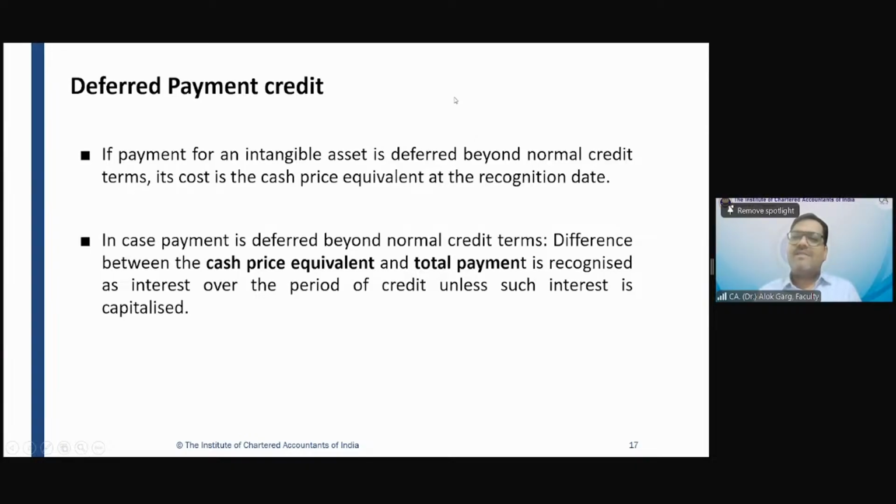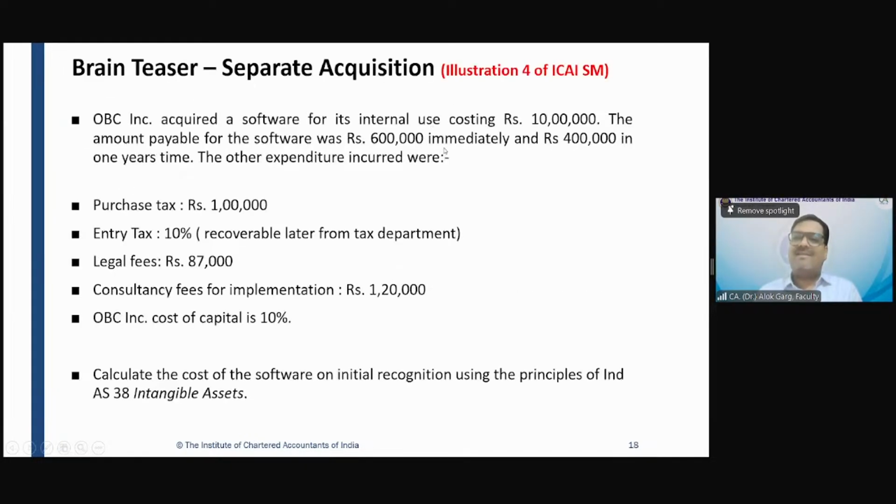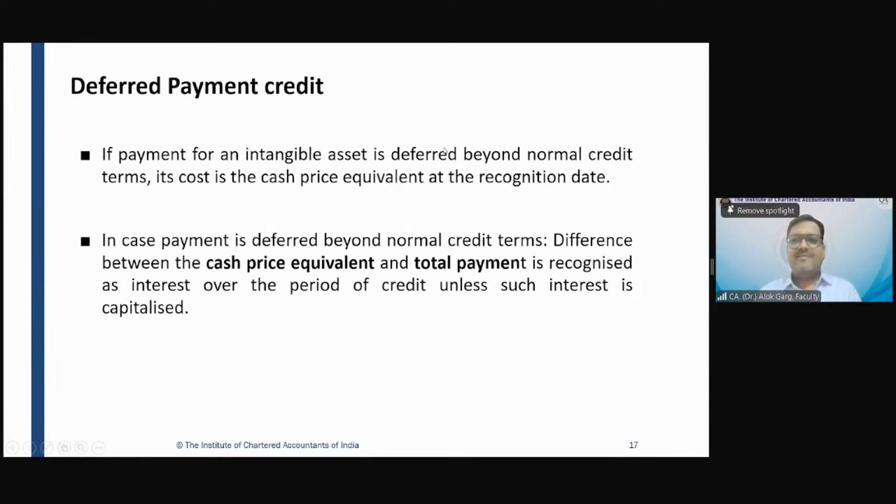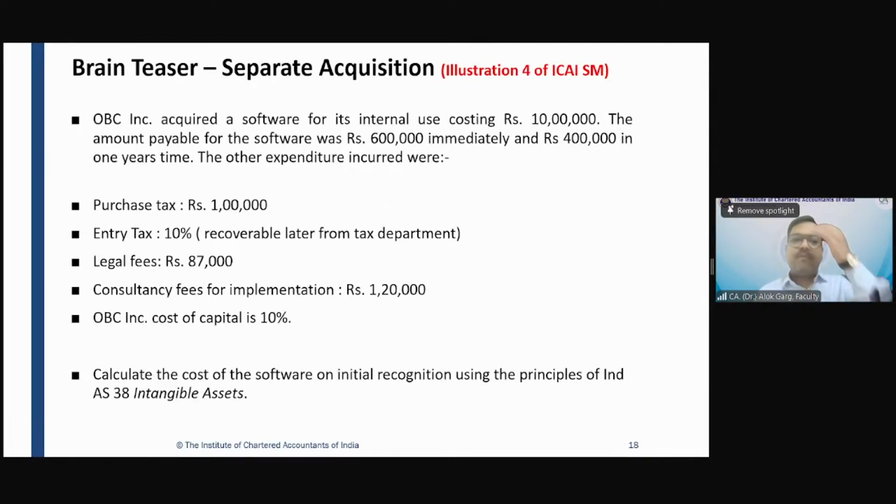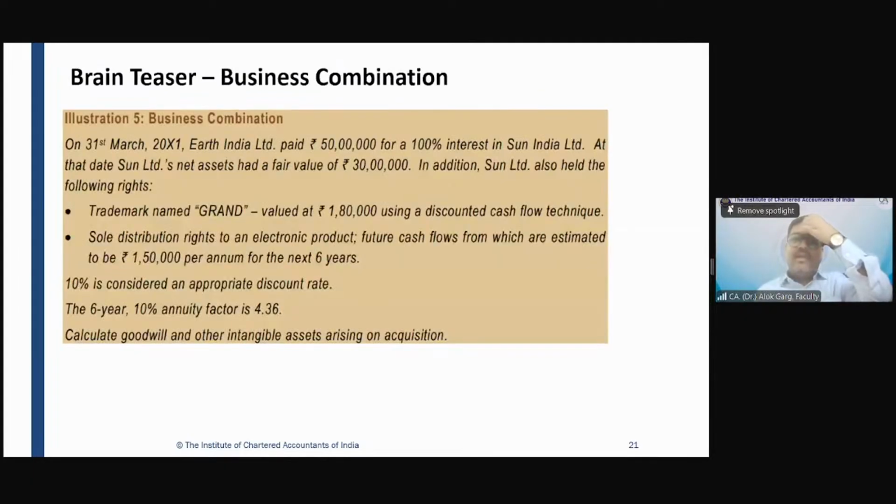But if the intangible asset is a qualifying asset, then interest will be capitalized. Then interest will be capitalized not as per Ind AS 38, it has to be as per Ind AS 23, borrowing cost. Right?